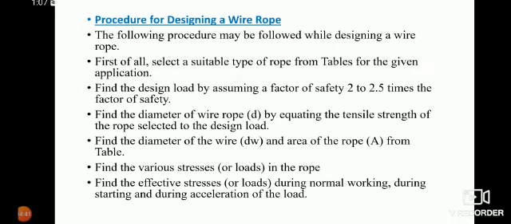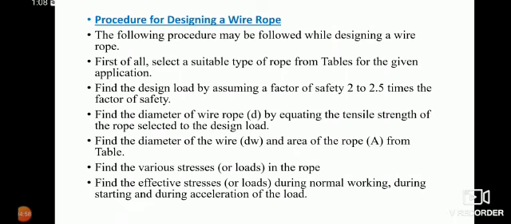Procedure for designing a wire rope. The following procedure may be followed while designing the wire rope. First of all, select a suitable type of rope from the table for the given application. Find the design load by assuming the factor of safety. It may be between 2 and 2.5 times the working load.